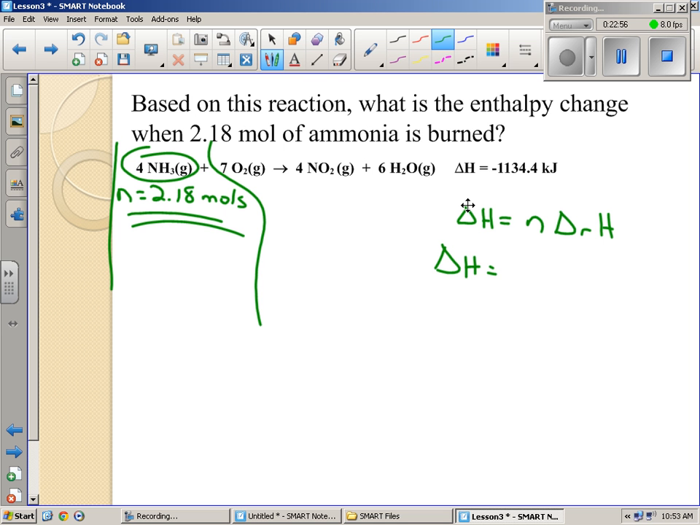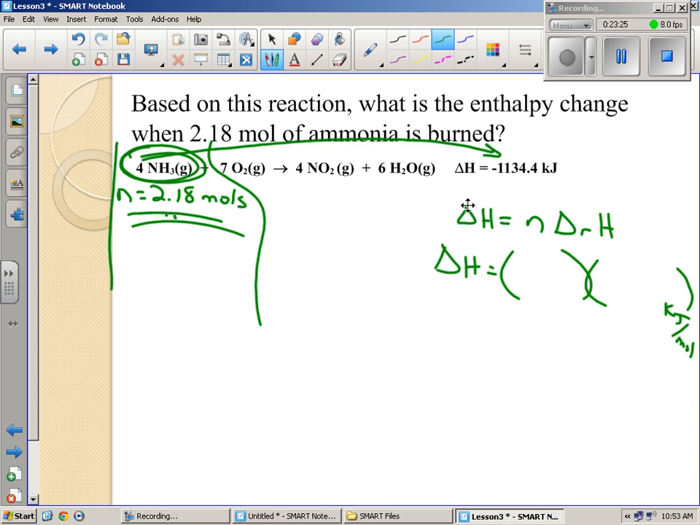In fact, you could relate this to Chem 20 limiting reactant if you wanted to, right? This is going to determine this, right? So look, 4 moles gives me that again, right? So you might say, well, hey, how much does 1 mole give me? What's the molar enthalpy of NH3?